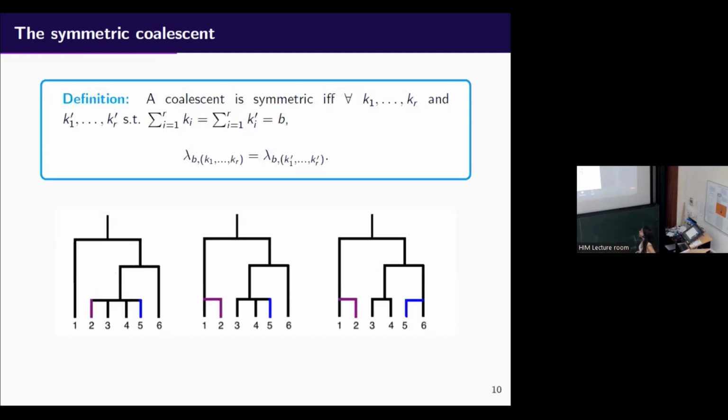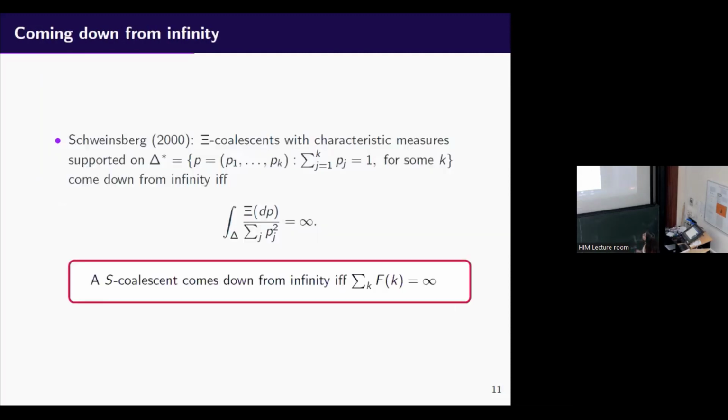Why do we call it symmetric coalescent? Because it has a very nice geometric property. That is this one: under this symmetric coalescent, if I have a tree, I cut any branch of the tree and I paste it anywhere else, but at the same height, or I cut this one and I paste it here, all these trees have the same probability under the symmetric coalescent. So it's invariant via this transformation that consists in cutting and pasting branches. So it's very cool. We like the symmetric coalescent a lot.